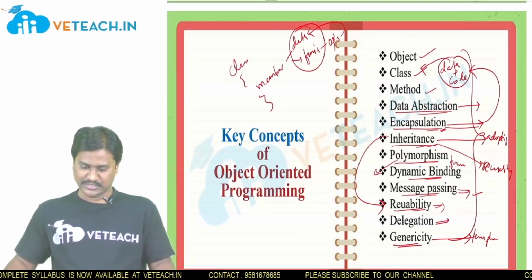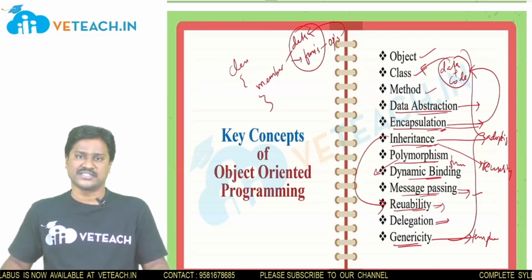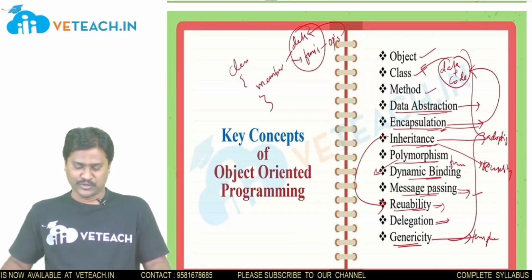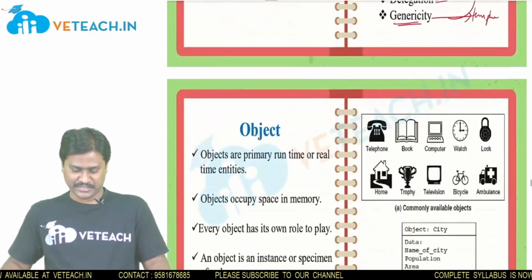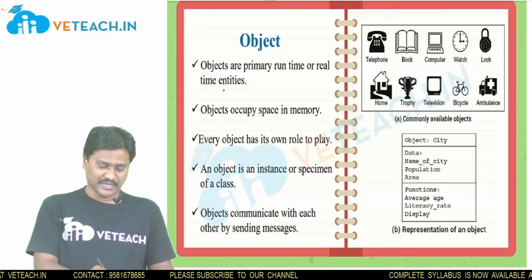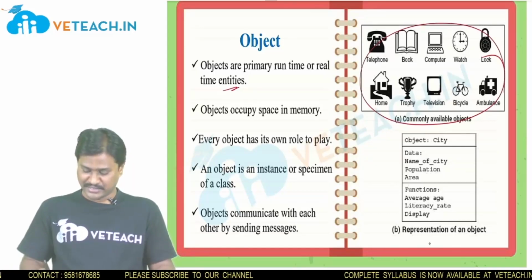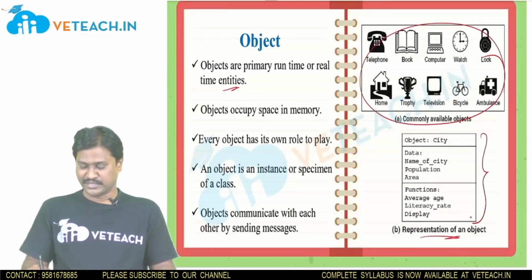So all these features are considered important or key features. Let's have a look at them one by one. First, an object is a runtime or real-time entity, and these are all different objects like this, and this is the representation of an object in memory.